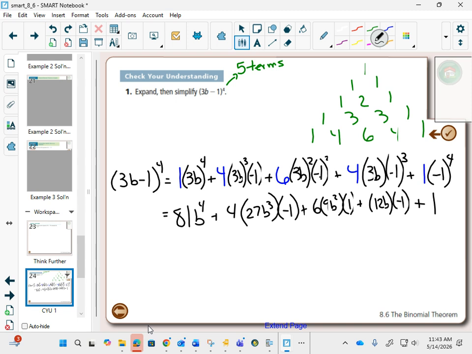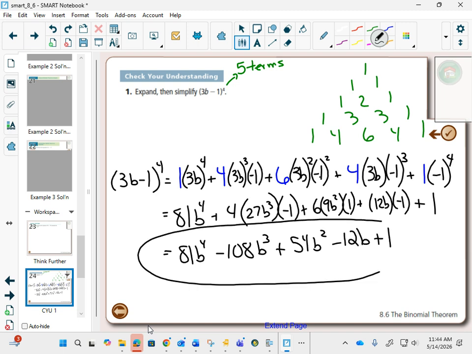So I just tried to do all my exponents first. And now, do I have any other math I could do? Yes, this is still going to be 81b to the 4. Here, 4 times 27 is 108 times a negative 1, negative 108b cubed. 6 times 9, 54, plus 54b squared. 12 times a negative 1, minus 12b, plus 1. There's our final answer.